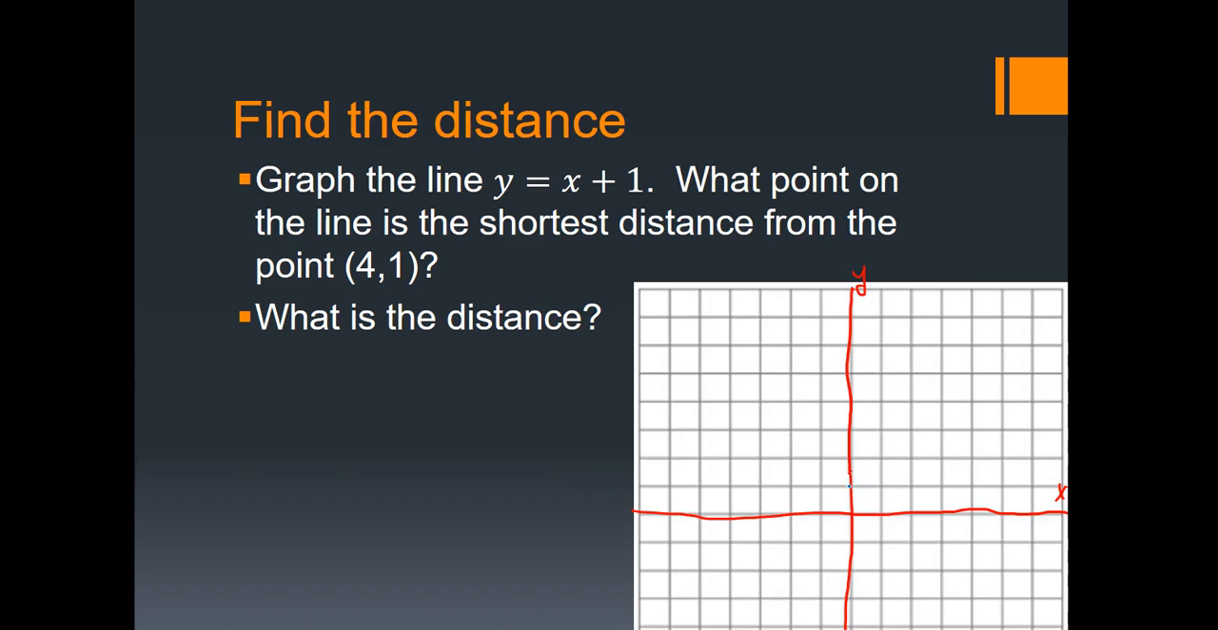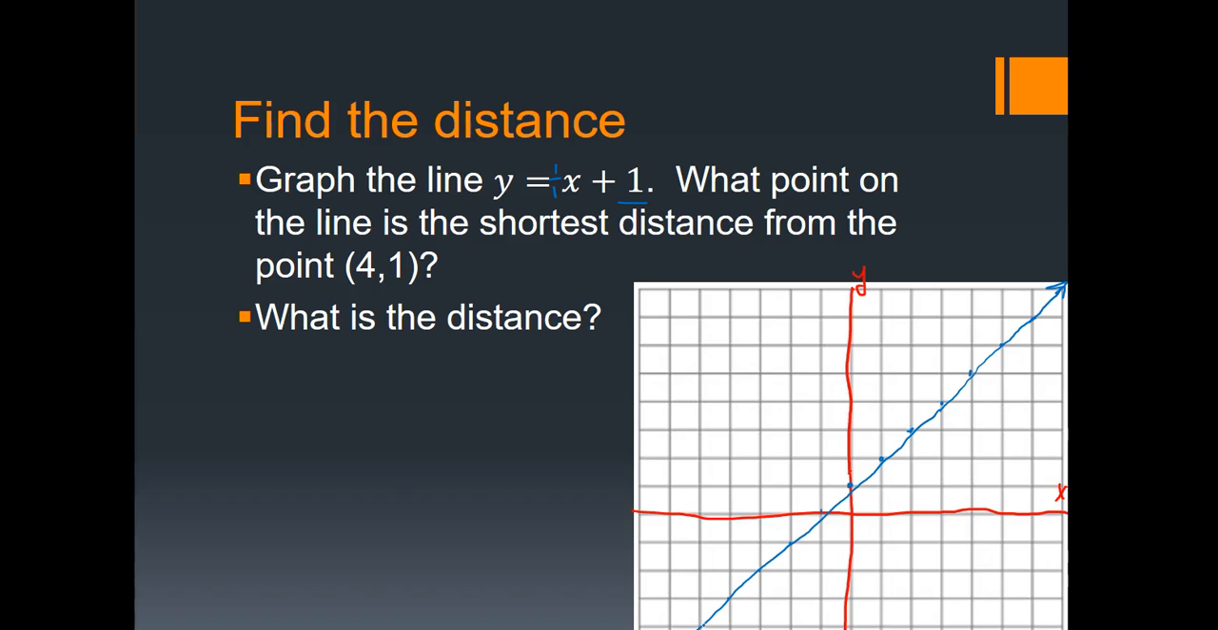Okay, so let's go ahead and graph that first. So I got my x and y axis graphed. Remember, to graph this line, we'd start up at 1, because that's my y-intercept. And then my slope is 1 over 1, since it's 1x. So you go up 1 over 1. Okay, and you can draw your line. Okay, so that's my line.